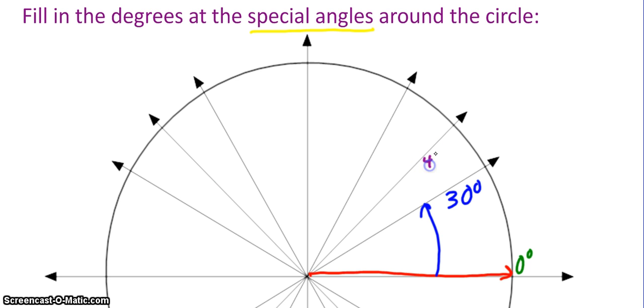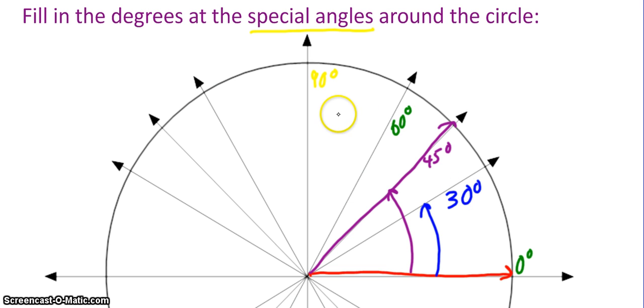Here we will have 45 degrees, so this would be 45, where this is the terminal side of the 45 degree angle. So I hope you can guess the next one will be 60 degrees, and then here we have 90 degrees. So those are all of the special angles in quadrant 1.